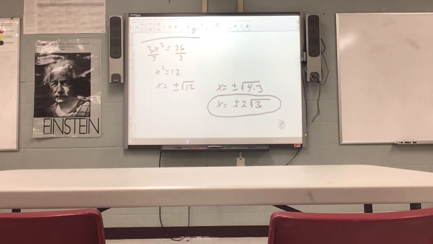Now, that would be hard to find on a graph, because square root of 3 is like 1 point something and it keeps going forever. But keep in mind that is what you're finding, where that parabola would cross the x-axis. And those are 2 times, because it would do it at positive 2 square root of 3, and it would do it at negative 2 square root of 3. That's what the plus minus means for you there.